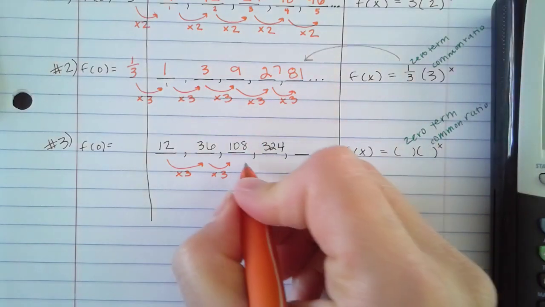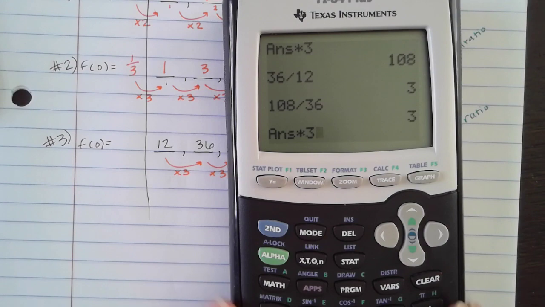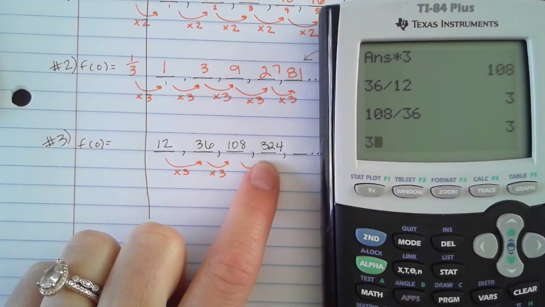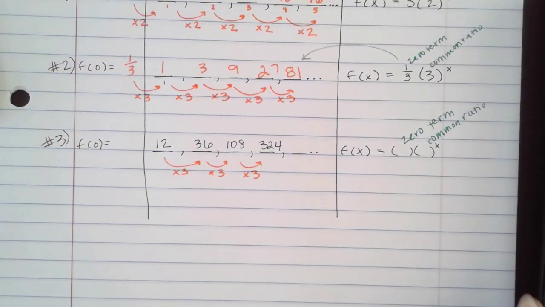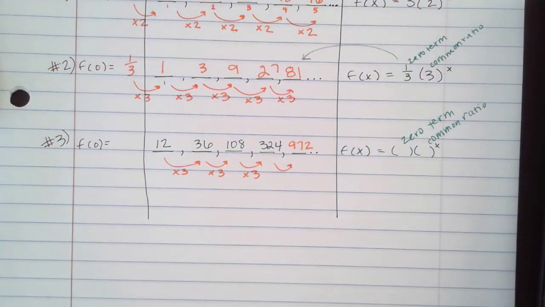You can figure that out. So in this case, similar, you just keep multiplying. So 324 multiplied by 3. Keep going. That is 972. So my common ratio I figured out was 3.